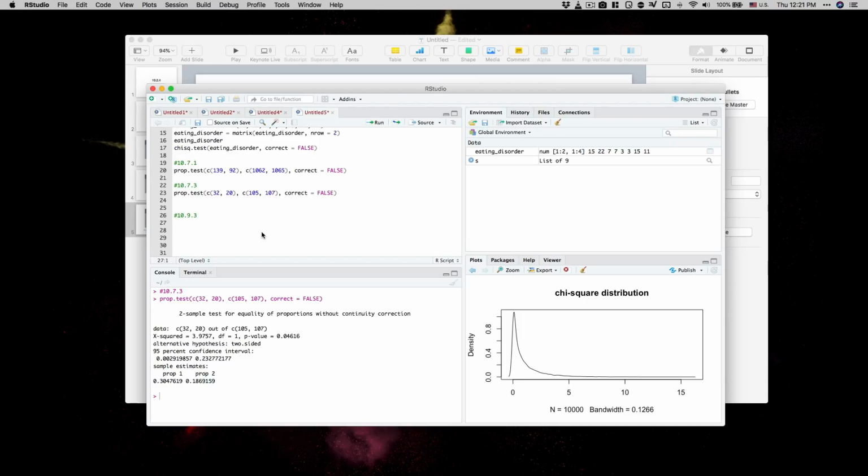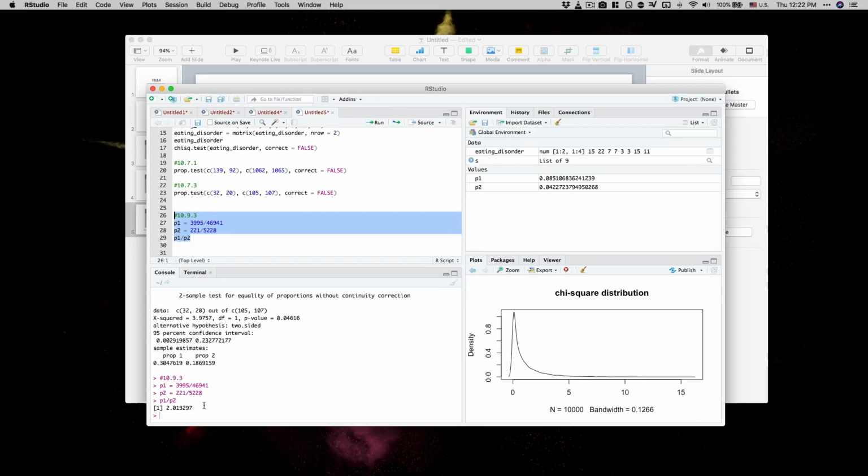First, recall the definition of relative risk, which is P1 over P2. So let's calculate P1, which is given by 3995 divided by the total counts 46941, and that is P1. And P2 is 221 over the total counts, which is 5228. And you got P1 and P2. In order to get the relative risk, you just use P1 over P2, and that is relative risk.